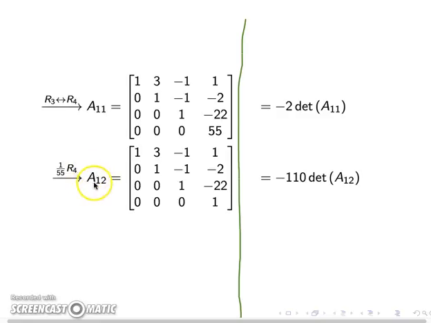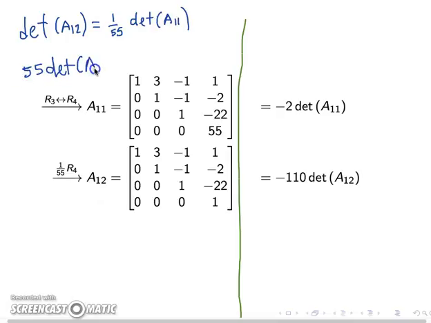Now we generate a new matrix A sub 12, which results from multiplying the fourth row of A11 by a constant 1 over 55. And so in doing so, we have that determinant of A12 equals the scalar 1 over 55 times determinant of A11. From here we can solve for determinant of A11, which gives us the following: 55 times determinant of A12 equals determinant of A11, right? So now we have an expression for A11, and we can substitute this expression in here.